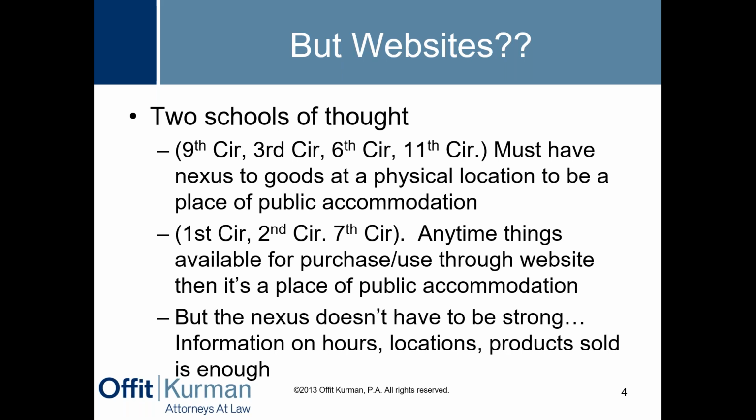But now let's change it and say one thing. Now let's say you're not in one of these circuits, the 9th, 3rd, 6th, 11th, right? Now let's say you are in the 2nd and 7th or 7th or 1st. And I know you're wondering what these circuits mean. It's really not that important. Different places in the country is what it comes down to, okay? But what they say in those circuits is, as long as you can get something through the website, as long as it connects you to a business, it's a place of public accommodation, right? So you're just in, right? You're pretty much just in there.